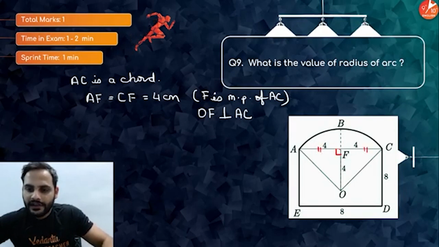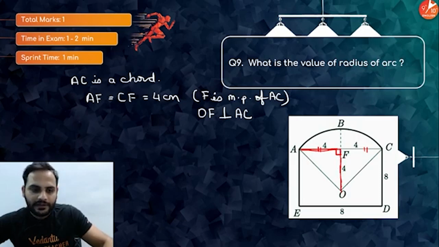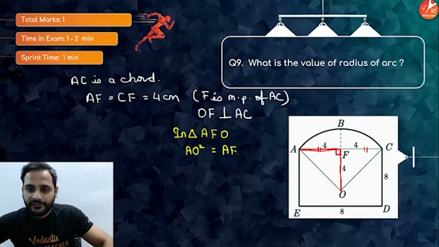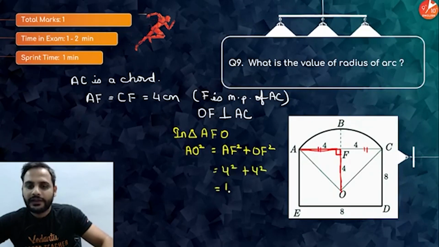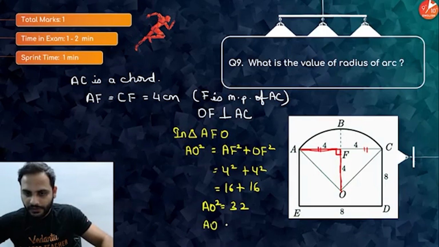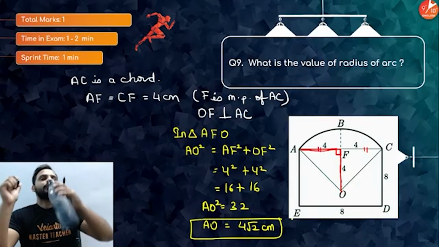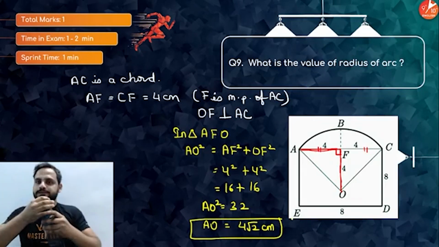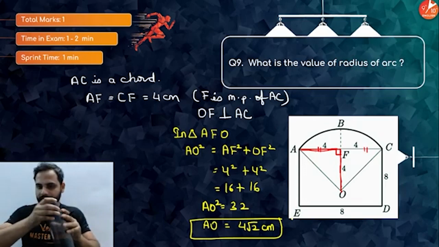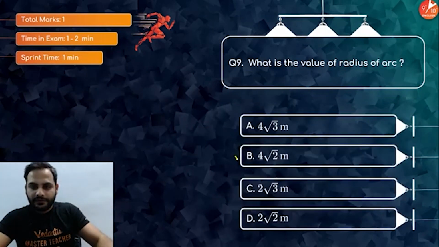Now if this angle is 90, I can say AF is 4, OF is also 4. Easily we can use Pythagoras theorem. I can say, sir, in triangle AFO, AO square is equal to AF square plus OF square, which is 4 square plus 4 square, which is 16 plus 16, which is 32. AO square is 32. AO will be 4 root 2 centimeters. Easy, eh? AO will be what beta? 4 root 2 centimeters. Clear? So our correct answer over here will be 4 root 2.